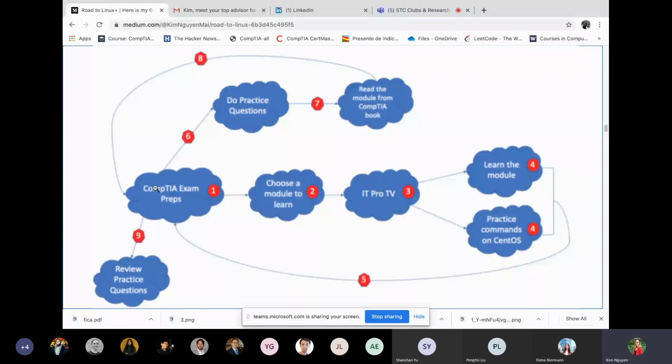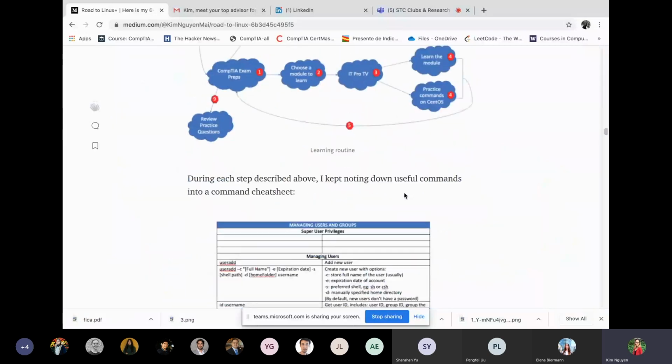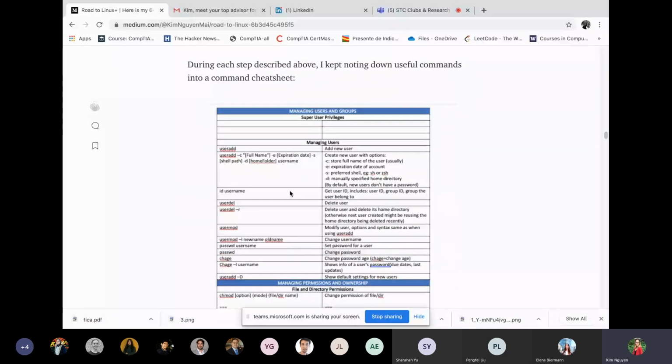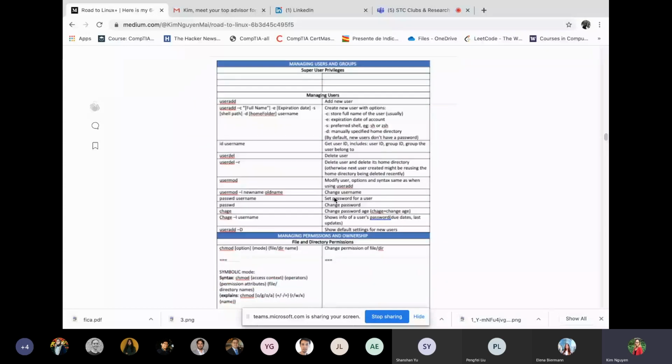Once I'm done, I go back into the CompTIA exam preps and review all the questions that I've done that day again. And if I have time, I redo those questions that I got wrong. And I just keep doing this over and over again for all the topics. And along the way, while I study the materials, I keep noting down all the useful commands, and I divide them by different topics.